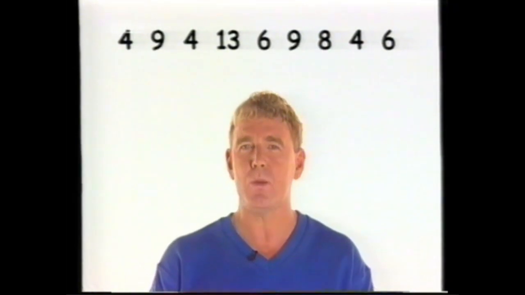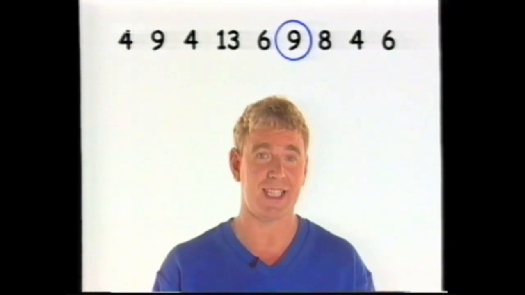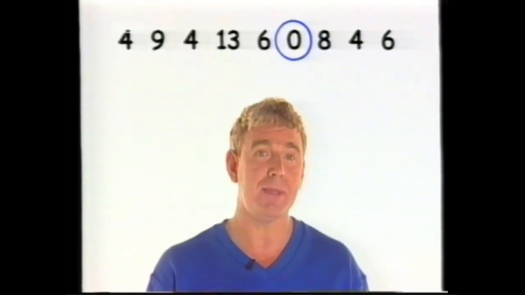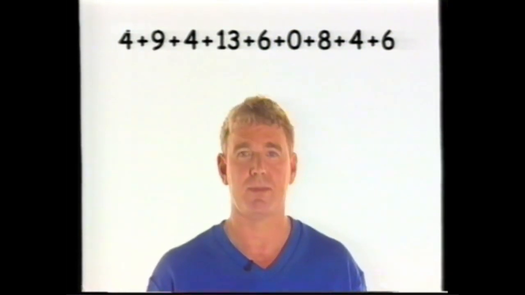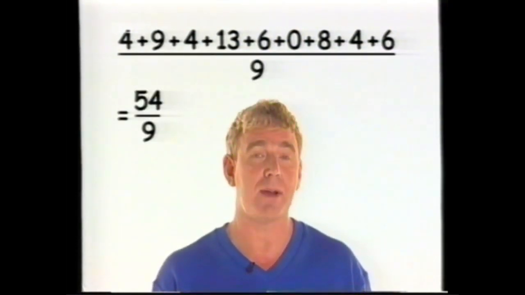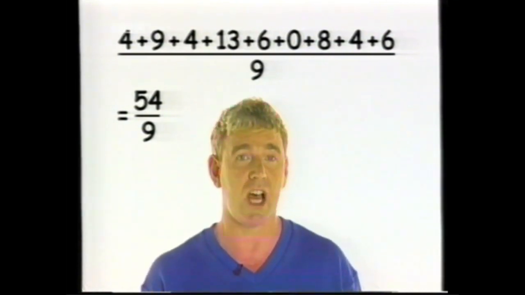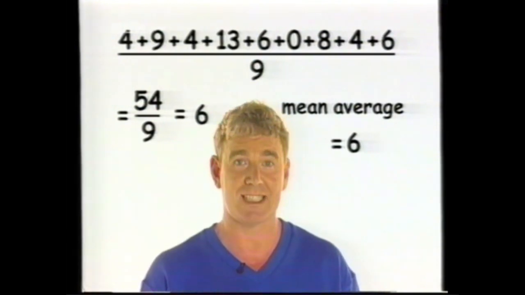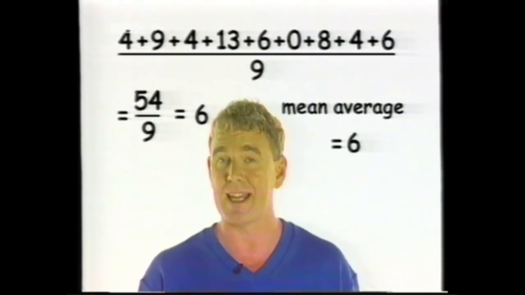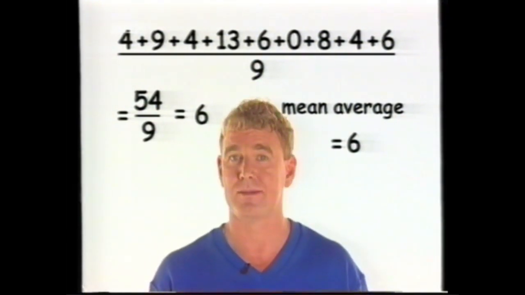Let's go back to our test results. Say one pupil scored nothing in the test. What would the mean average be then? Add up all the scores, 54, and divide by the number of children, 9. That makes 6. So the mean average for this class has gone down from 7 to 6. Oh, that isn't fair, because all the other children in the class did just as well.